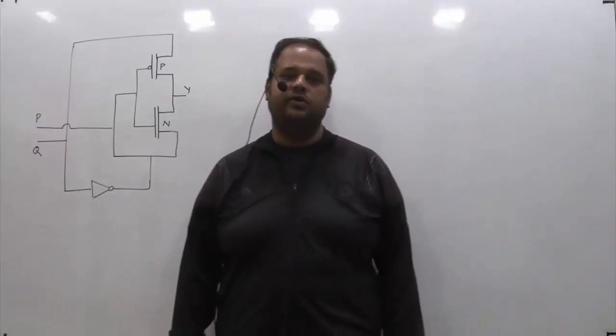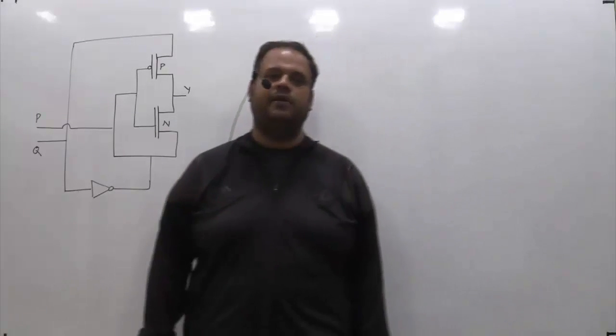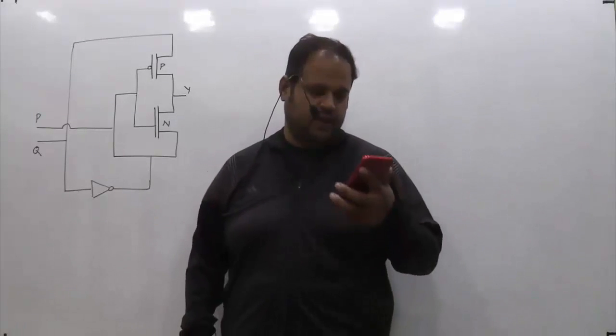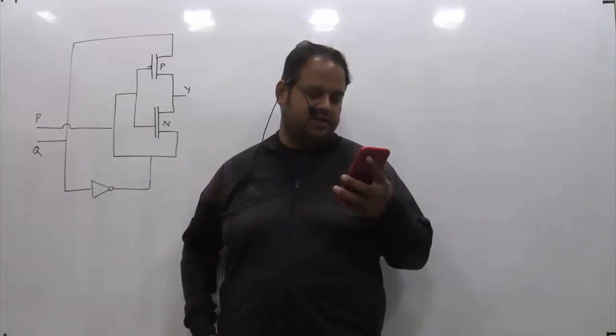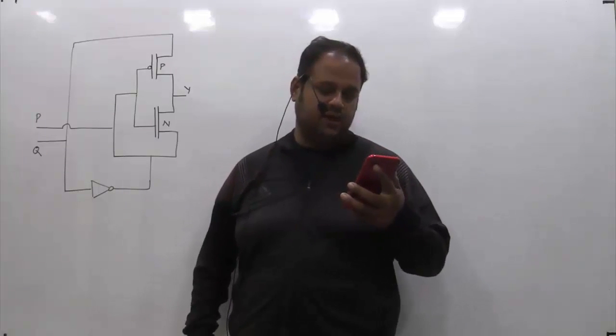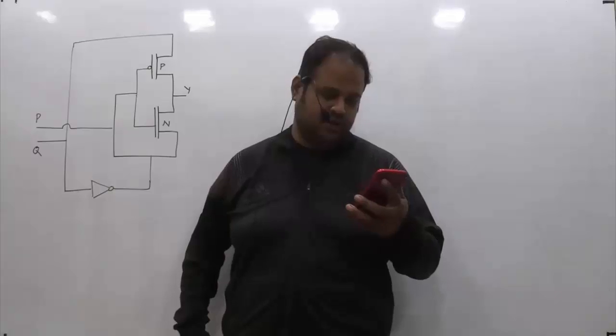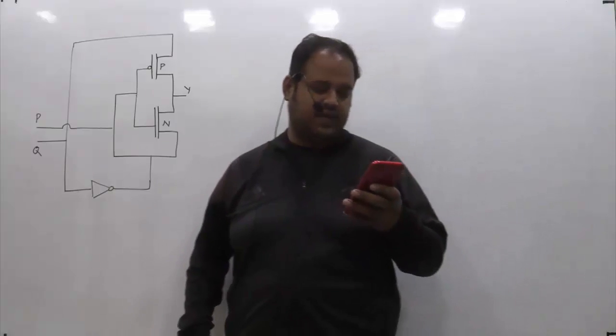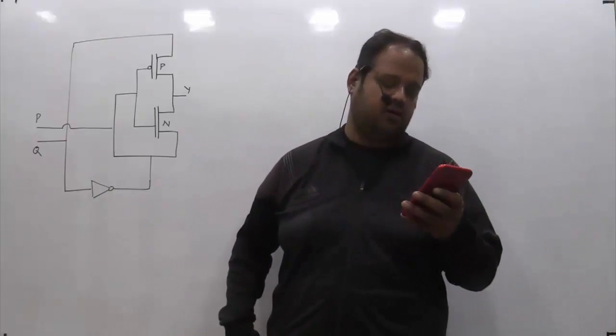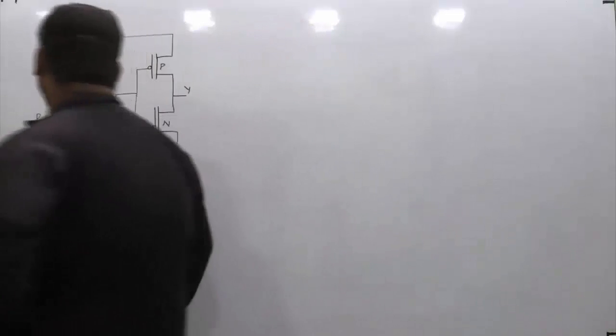This question was asked in GATE 2017 of electronics. This is from the digital and logic family topic. The given question is, for the circuit shown in the figure, P and Q are inputs and Y is output. The logic implemented by the circuit is XOR, XNOR, NOR, or OR. Okay. So this is the circuit given.